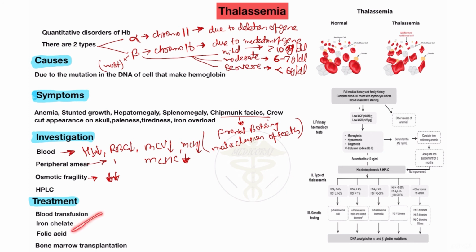Also iron chelation, because in this case iron overload occurs, so we will provide iron chelators to decrease the iron overload in the thalassemia patient. Also provide folic acid, because folic acid deficiency occurs in the thalassemia patient. And bone marrow transplantation is done when the patient requires it and the age is very young, so in this case we will provide bone marrow transplantation also. So this is the patient of thalassemia, and this is very important for examinations like NEET PG and FMG. These are the most important points in thalassemia.